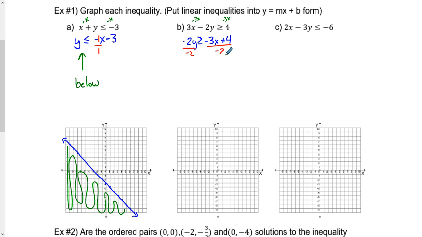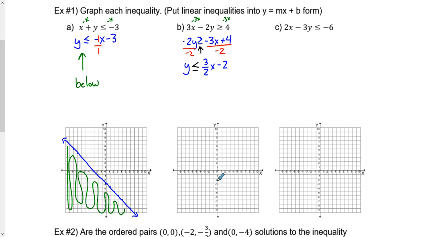So dividing them all by negative 2, we'd have the y there. We'd have a 3 over 2 x and a negative 2. But, as I mentioned in one of our earlier units, division by that negative will change that sign. Instead of being greater than or equal to, it's going to switch to a less than or equal to. Dividing by that negative switches our inequality.